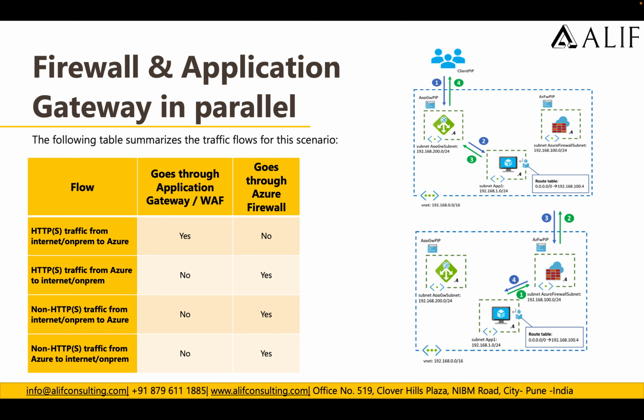The firewall is going to reach out to the internet, and whatever the response is, it will come back to the firewall, and the firewall is going to forward that request to the VM. That's how you can have your firewall and application gateway in parallel mode. In this case, it's going to serve everything. It can provide you the web, as well as protection against all the other traffic, like the internet traffic which is going outside from your VMs.